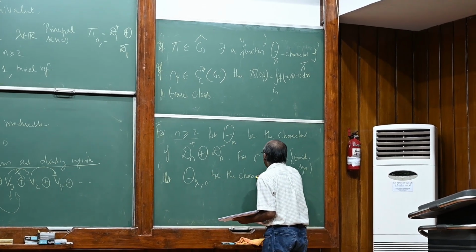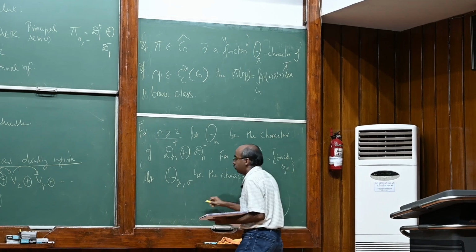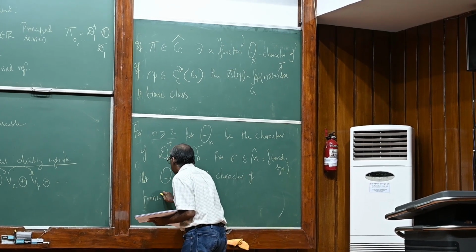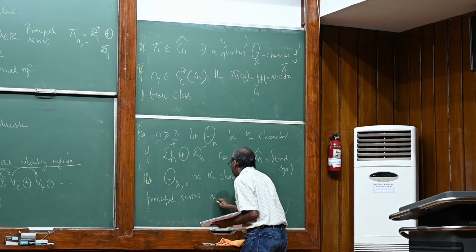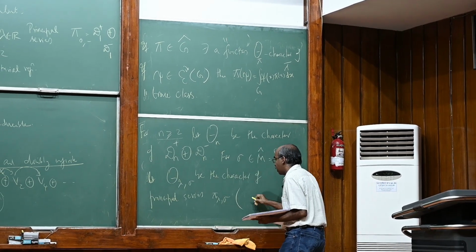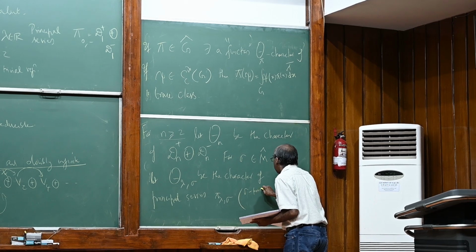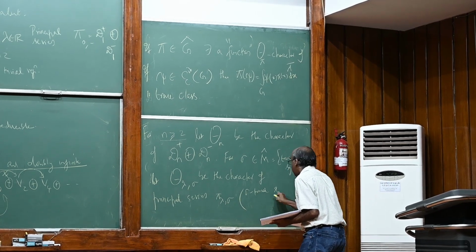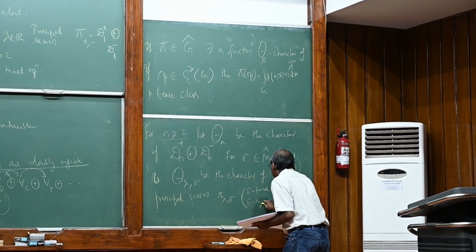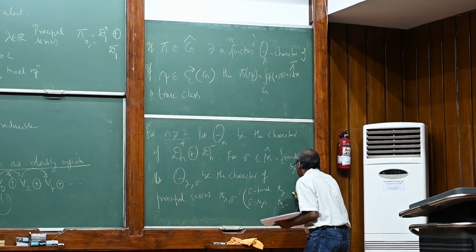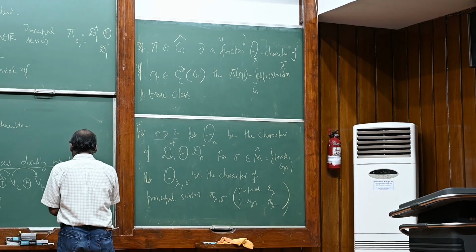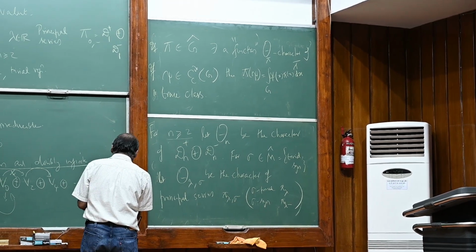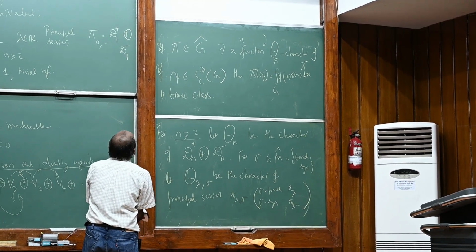Be the character of the principal series, pi lambda sigma. So pi lambda sigma, and when sigma is trivial, this is just pi lambda, and when sigma is sign, then we call it pi lambda minus. Okay, so that was our notation. Then one can write down the inversion formula; the complementary series does not contribute to the Plancherel formula.